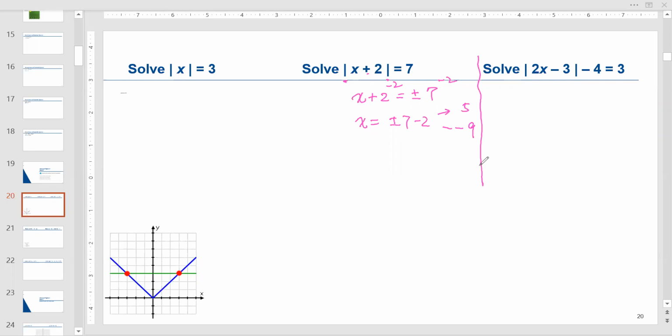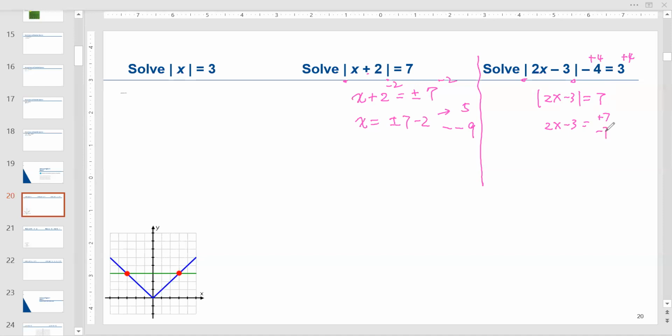The third one is a little bit more challenging, right? So let's get the absolute value alone on one side. We move this 4 to the right side first, so both sides plus 4. This is the sequence part, right? Now here is 0, and here is 7. So 2x minus 3 can be positive 7 or negative 7, right?